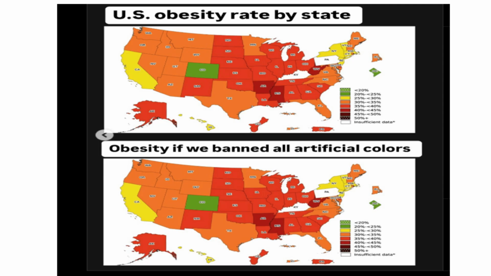Now, the meme that he posted showed a picture of the United States, and it says U.S. obesity rate by state. And it's all the different colors of the different states. And then it shows the same map, and it says obesity if we banned all artificial colors. And he's insinuating there that banning red dye 3 isn't going to change the obesity epidemic in the country. And I agree with that. But if we can save lives by maybe stopping people from getting cancer because they're eating processed foods, why would we not do that? I'm not really sure why there's a separation there.